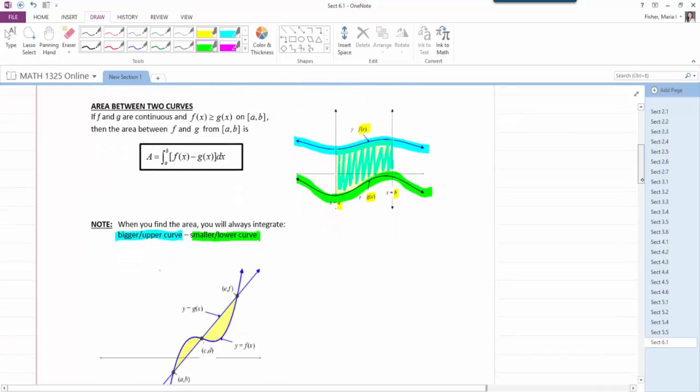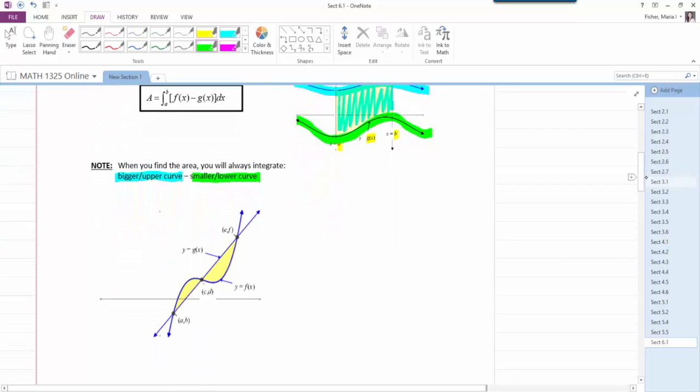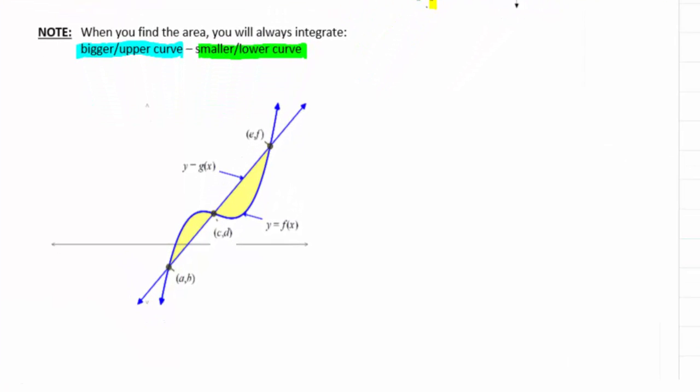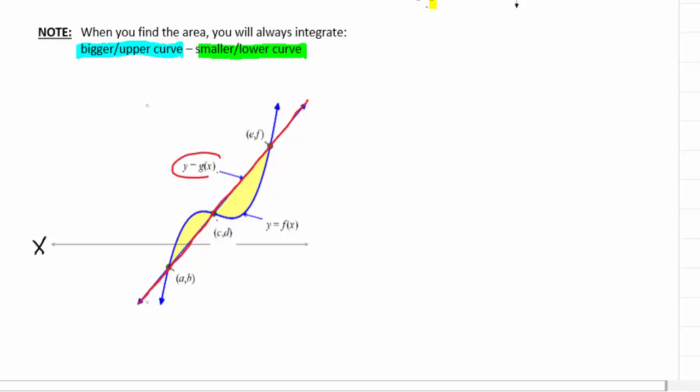So let's practice setting this up, because that's the most important part when you're finding the area between two curves. Let's say that I want to find the area between these two curves, and I'm told that this is my x-axis here. I'm going to draw it in a different color, this line right here represents g of x. So this is my g, and then that blue line, which I'll trace over, represents f. So I want to find the area between these two curves.